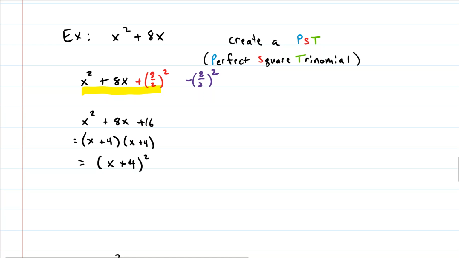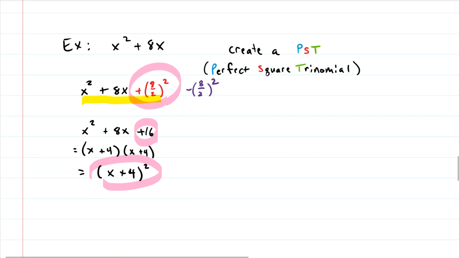So that little piece there, the red piece here that we're adding, that 16, that was the magic number that let us take x squared plus 8x and turn it into something that could be factored into some quantity squared. So that's why we do it. That's the whole point of completing the square.